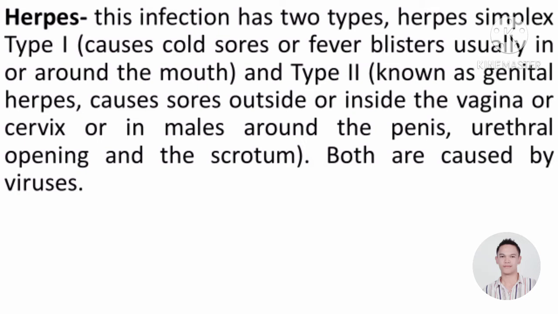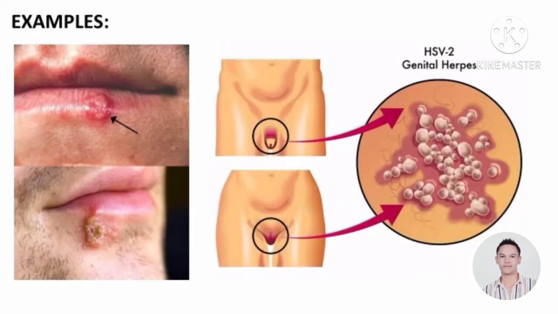Herpes simplex type 1 causes cold sores or fever blisters, usually in or around the mouth. And type 2, known as genital herpes, causes sores outside or inside the vagina or cervix, or in males around the penis, urethral opening, or scrotum. Both are caused by viruses. In order to identify the stage is to know the level of symptoms. If you observe the pictures, those are examples of symptoms.